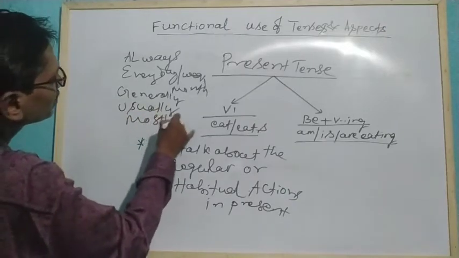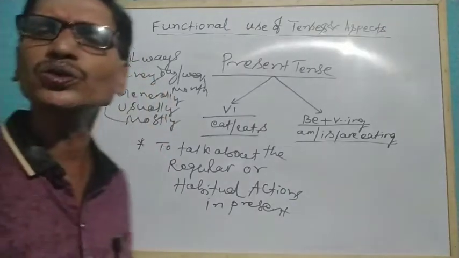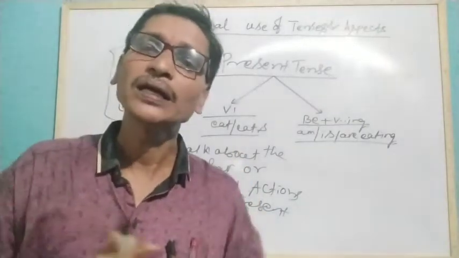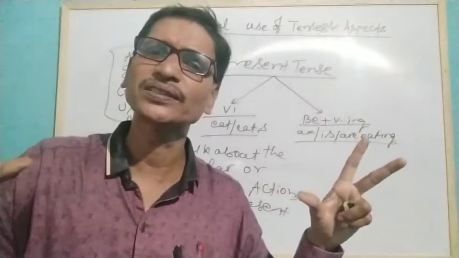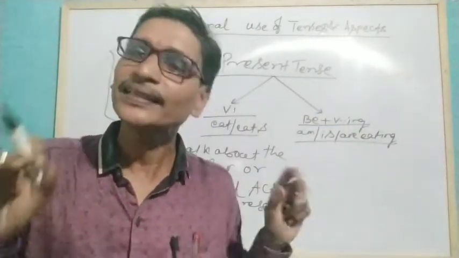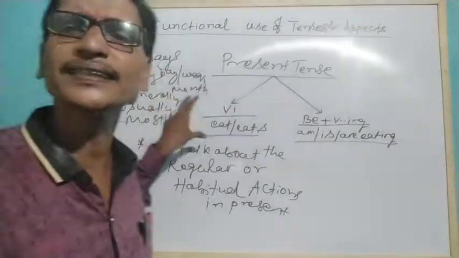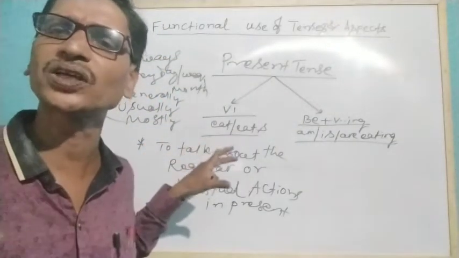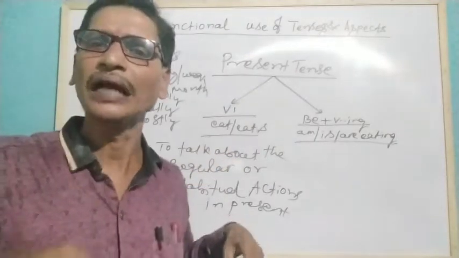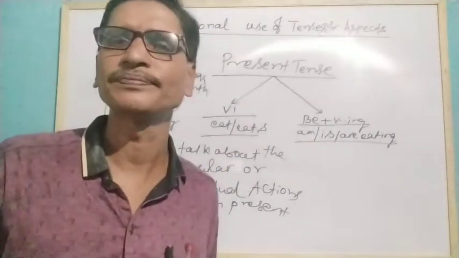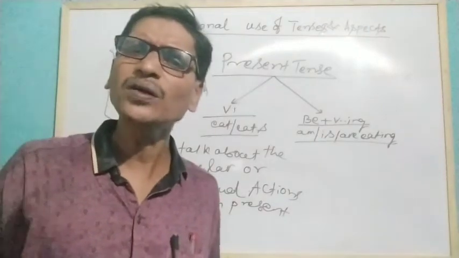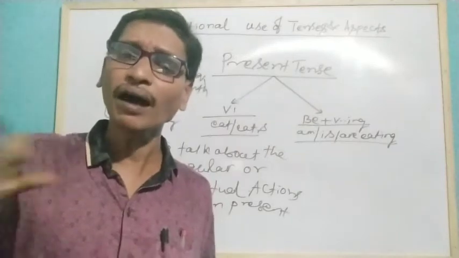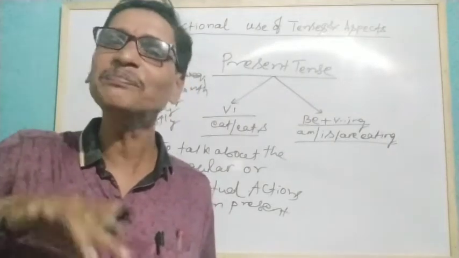mostly, these are some words, the time phrases, they are talking about regular actions in present. Therefore, if our sentences start with these words, then we must understand it is a regular action in present. For example, every day I go to my school. Every day I don't watch TV. Always my friend comes to my house to play with me.